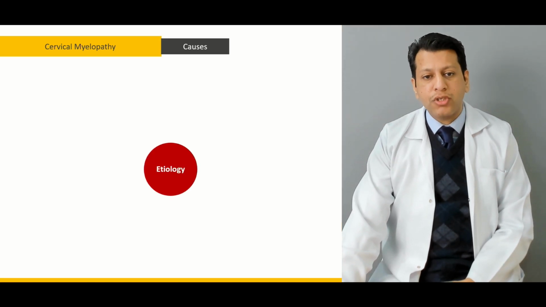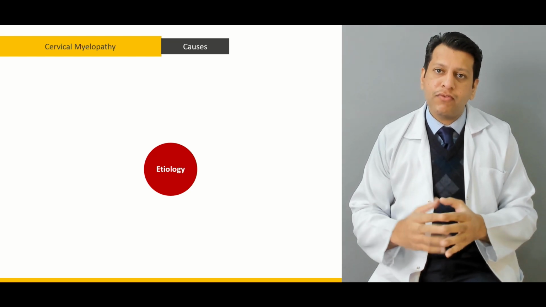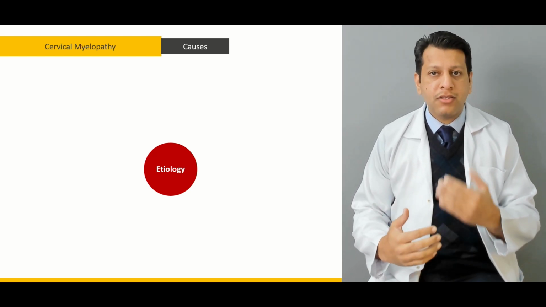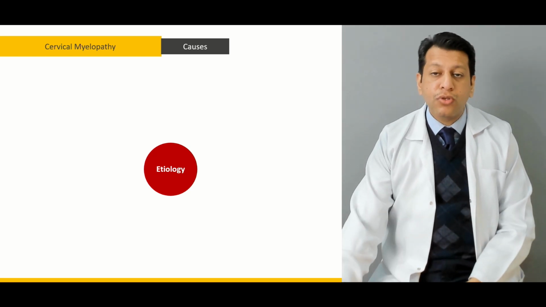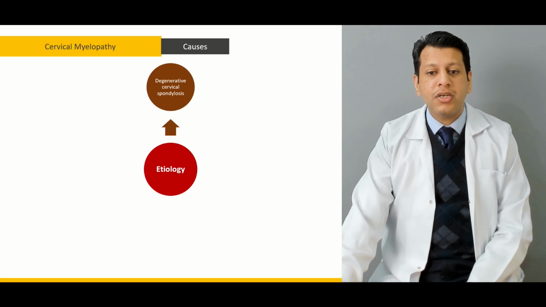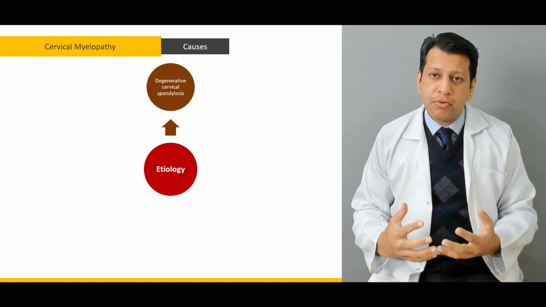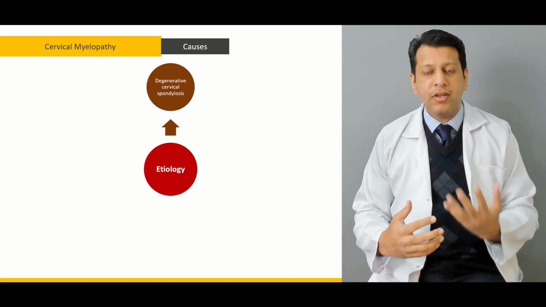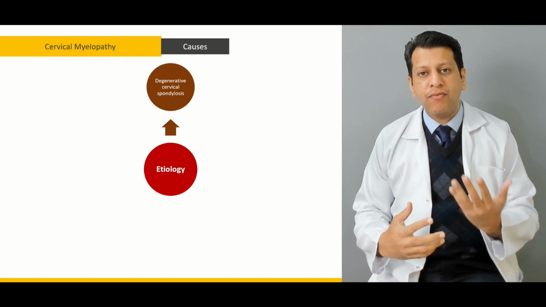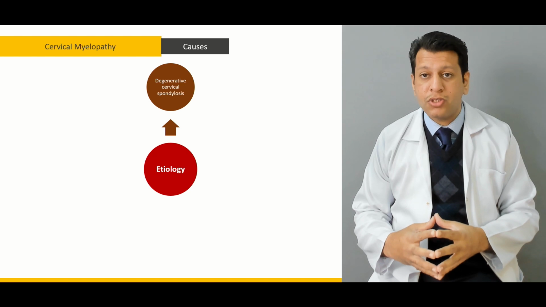Now coming to the causes, as I have almost told you, the causes can further be divided by the disease or the disease processes. The most common cause is degenerative cervical spondylosis. Cervical spondylosis is a degenerative disease of the cervical spine, in which there is loss of vertebral height, formation of bony spurs, and arthritis of the facet joints.